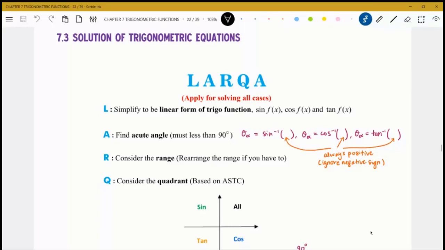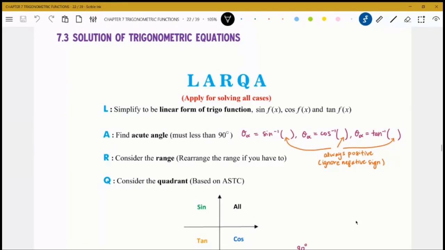So yang ini saya buat specifically for all solving cases. Okay, so we have it, L stand for the linear form of trigo function. It means any problem ataupun any equation yang kita dapat, kita akan solve sampai kita jumpa linear form, which is sin fx, cos fx, tangent fx.